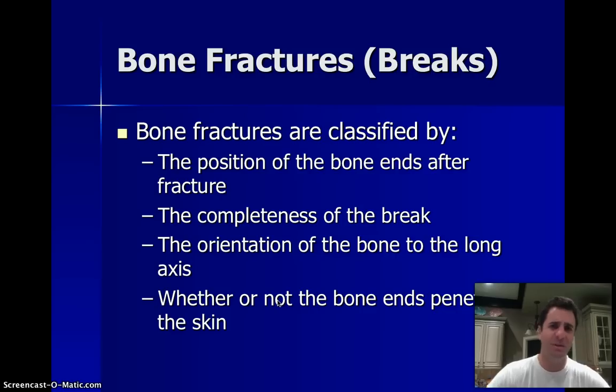Let's talk about breaks or bone fractures. They're classified in a variety of ways. So how the bone finishes, so where the bones are in relationship to each other. Is the bone just partially or completely broken all the way? The orientation of the bone to its axis, so is it twisted or straight up and down, that kind of thing. And then does the bone break through the skin or not? I know, gross, right?